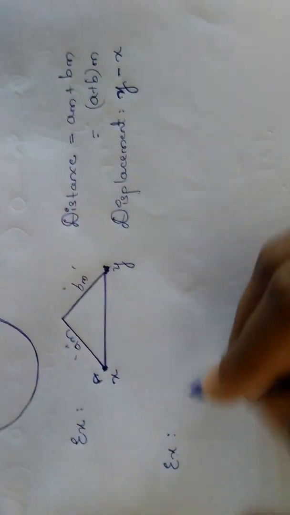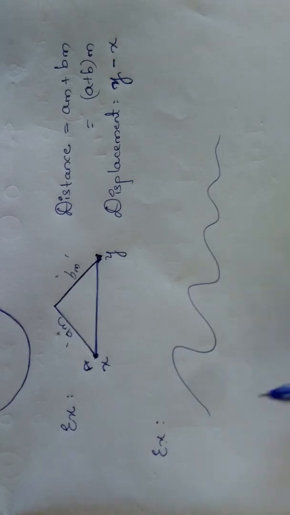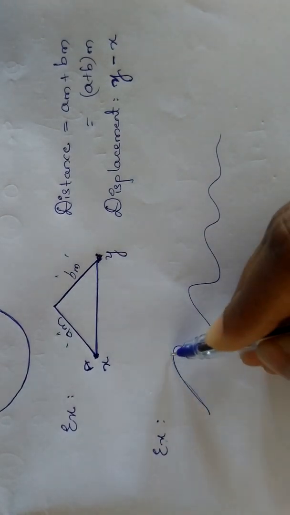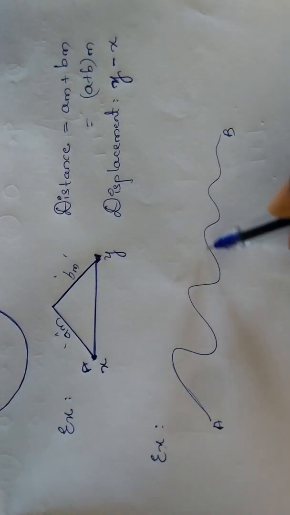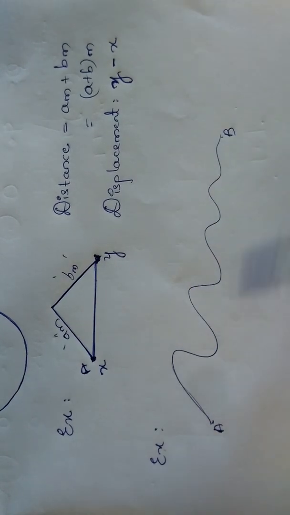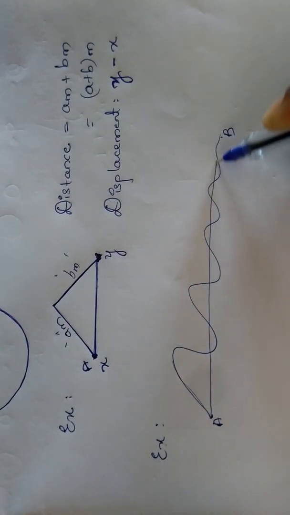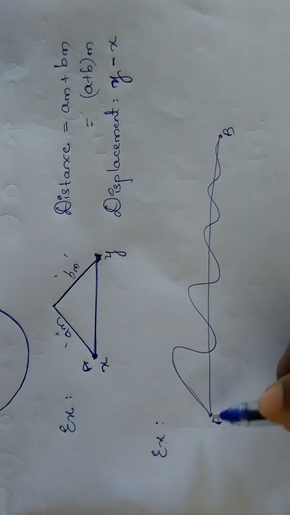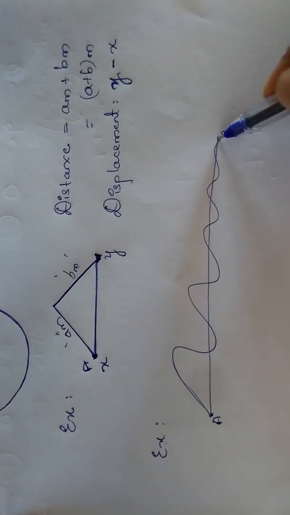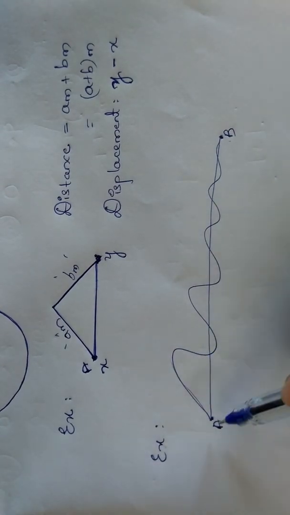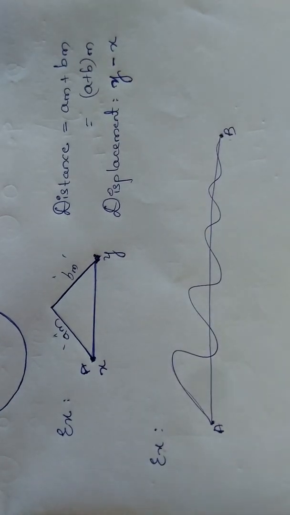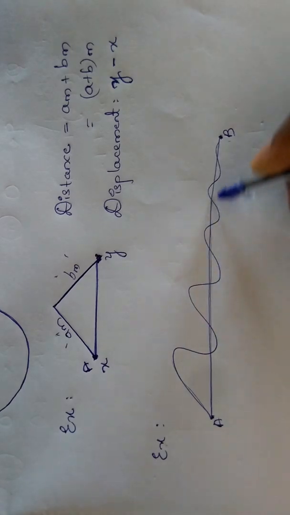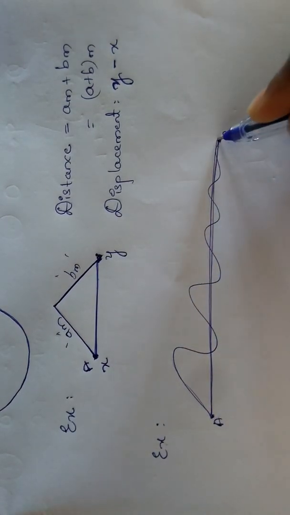Another example: if the body is in zigzag motion, the distance from A to B will be equal to the length covered by the object all the way from A to B. The displacement will be the shortest distance between the 2 points, A and B. This shortest distance gives you the displacement, and the path traced by the object gives you the distance. Shortest distance is displacement.